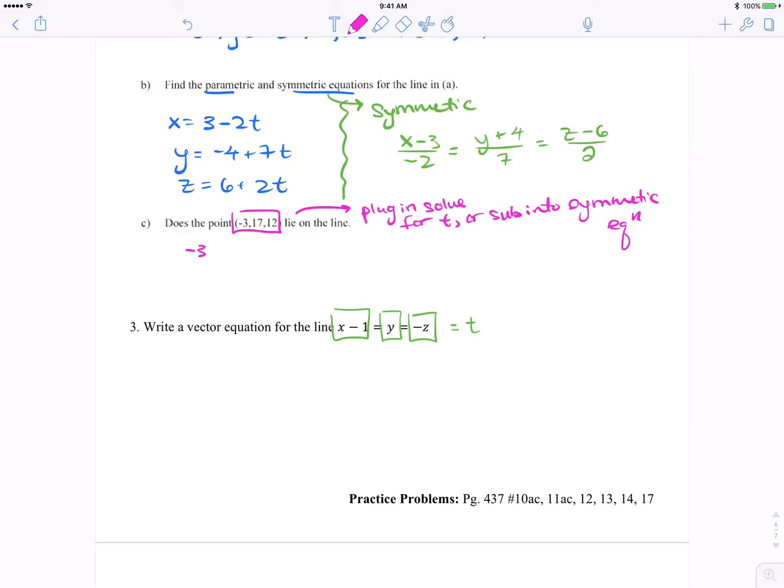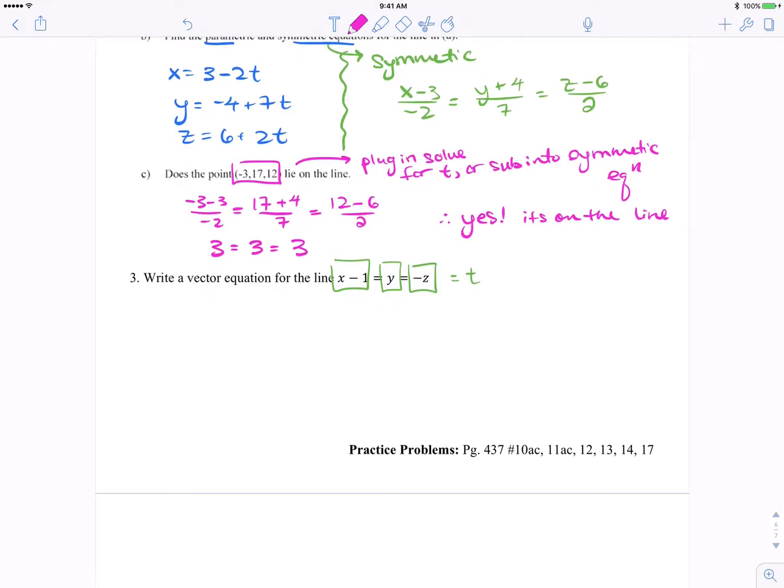So negative 3 minus 3 all over negative 2 is equal to 17 plus 4 all over 7, 12 minus 6 all over 2. Negative 6 divided by negative 2, positive 3, 21 divided by 7. Hey, look how nice this is working out. Therefore, yes, it's on the line because 3 equals 3, which equals 3.